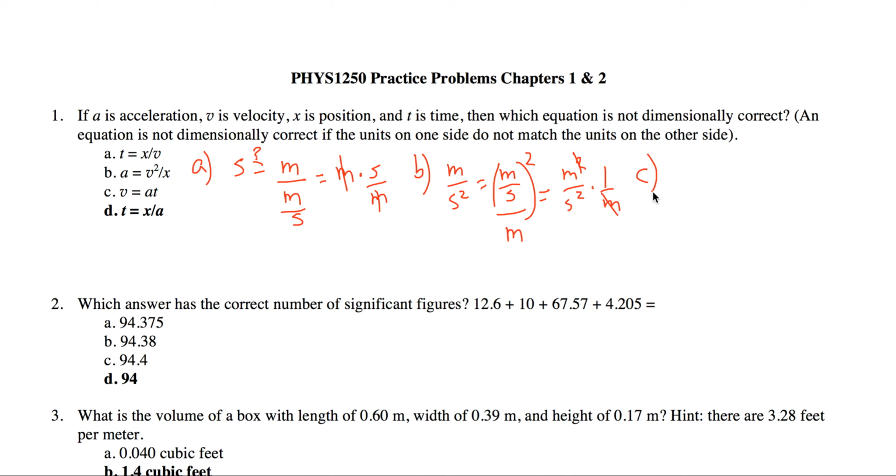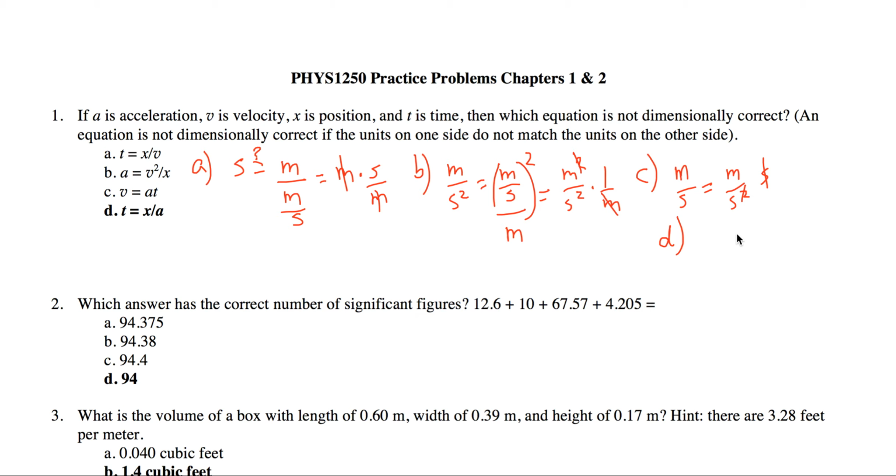Let's do part C. Velocity, which is in meters per second, is that equal to acceleration, which is in meters per second squared, times time, which is in seconds. And we see that one of these seconds cancel out, and we have meters per second on both sides, so we are good. So D is the only one that doesn't work out.